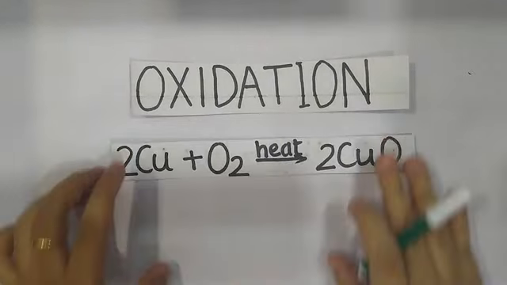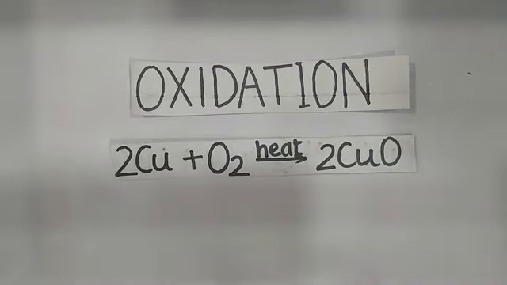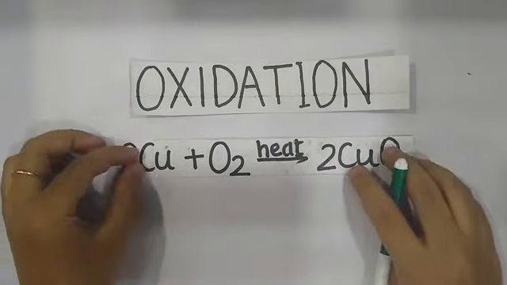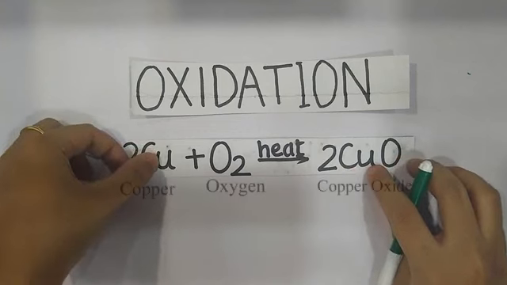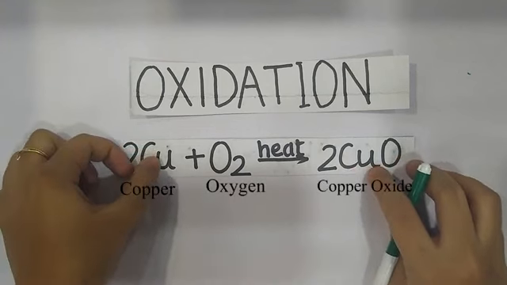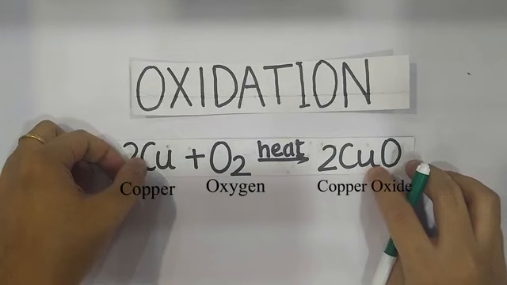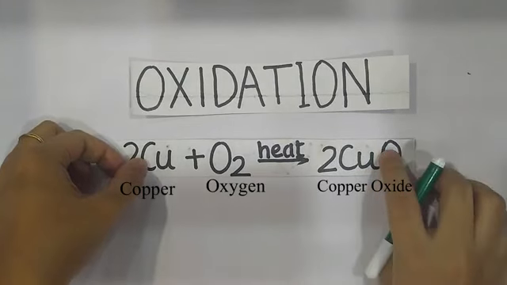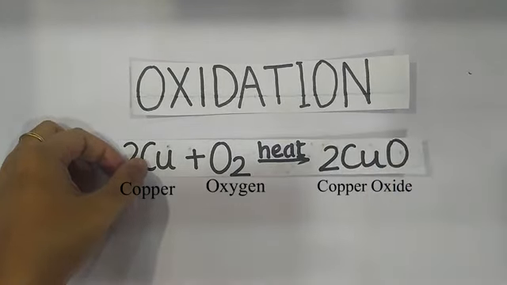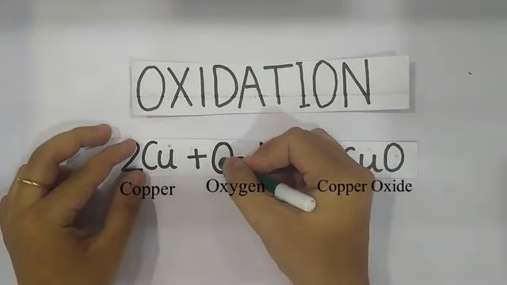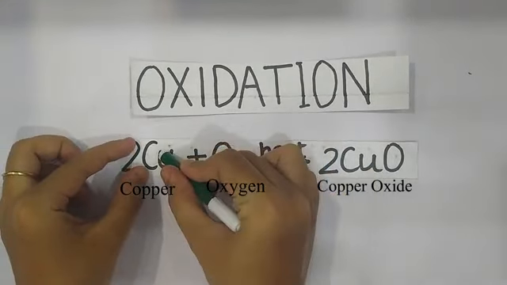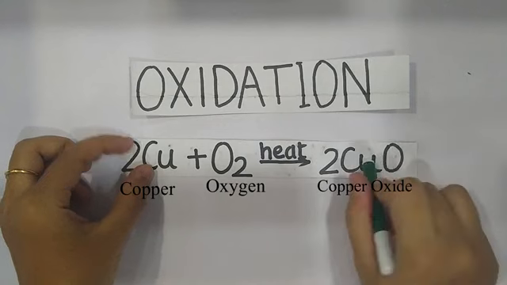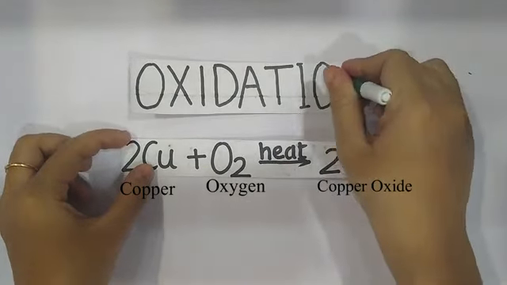So here we have a reaction where copper reacts with oxygen in the presence of heat to give us 2CuO. Now what happened? Copper, which was present as just a single element, was added with oxygen to give a whole compound of CuO. So here addition of oxygen took place, because of which it becomes an oxidation reaction.